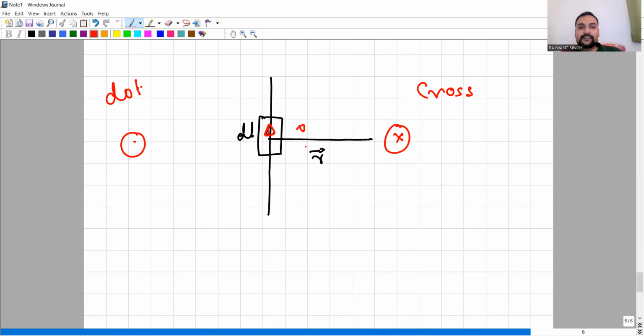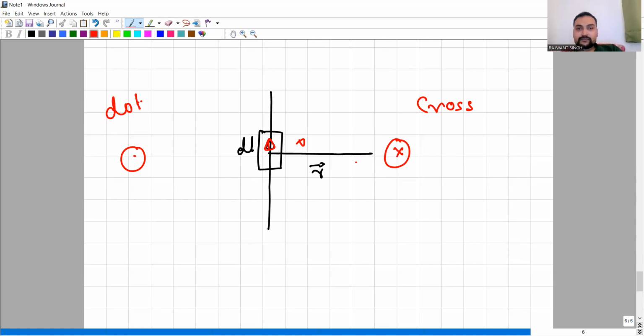But for this case, if you do the dl cross r, you'll find that your thumb would be pointing in the upward direction. So here the direction of the magnetic field is the cross product between the dl vector and r vector. Do this in your notebook a couple of times so you get a very clear idea, because later on you will find many numericals where you have to find the direction of the magnetic field given the value of dl and r. So this point has to be very crystal clear.